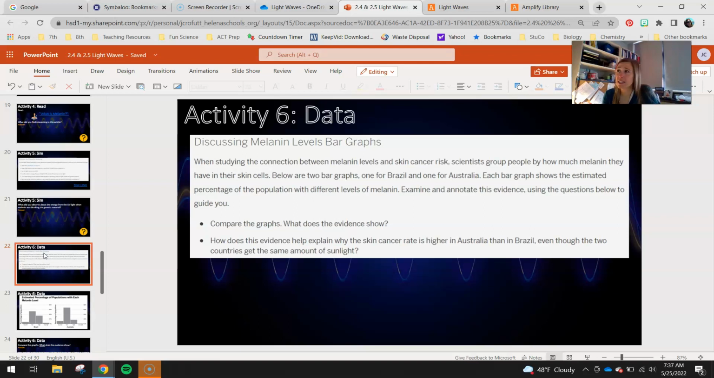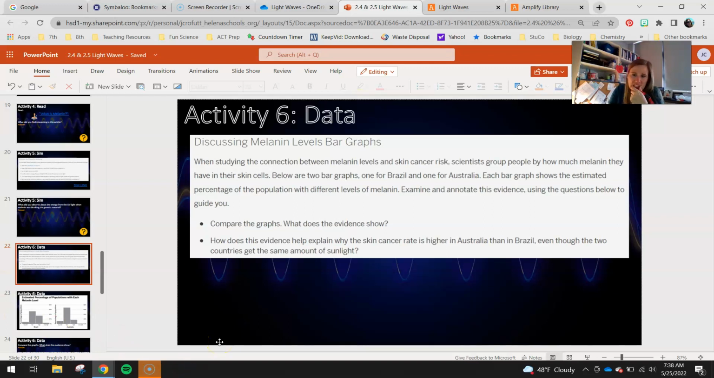Okay, so this is where we kind of tie it all into what we know about Australia. Discussing melanin level bar graphs when studying the connection between melanin levels and skin cancer risk. Scientists group people by how much melanin they have in their skin cells. Below are 2 bar graphs, one for Brazil and one for Australia, so we're back to comparing to Brazil. Each bar graph shows the estimated percentage of the population with different levels of melanin.